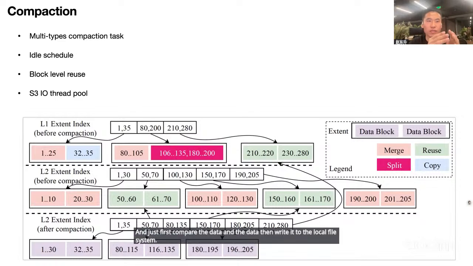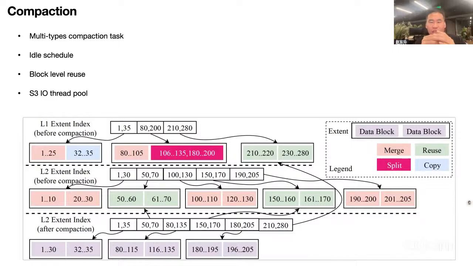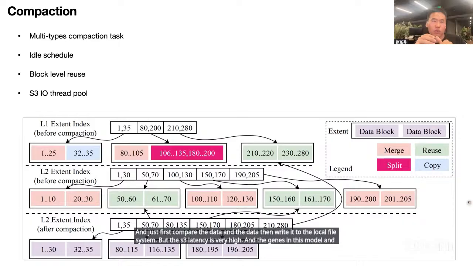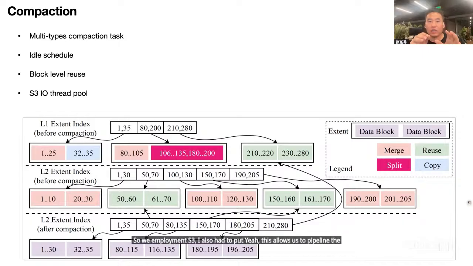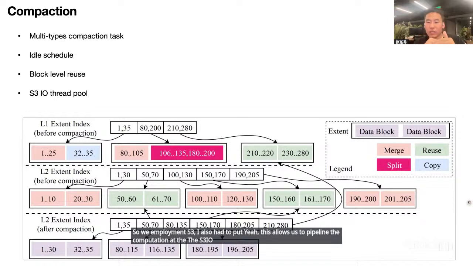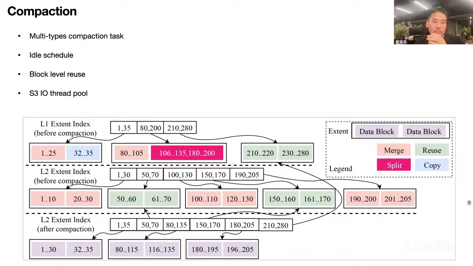But the S3 latency is very high, and in this model it will lead to a very low compaction speed. So we implement an S3 I/O thread pool. This allows us to pipeline the computation and the S3 I/O, improve compaction throughput, and minimize latency. It's like AIO. Through these optimizations, WeCircle's compaction engine works efficiently on S3.